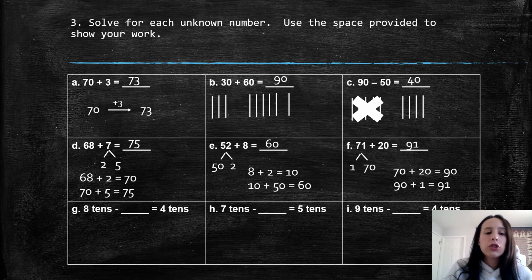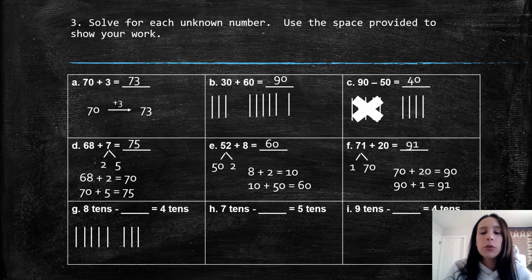Now we're on letter G. 8 tens take away blank equals 4 tens. Well, like I said, in subtraction, we start with our biggest number, 8 tens. I can see we're left with 4 tens, and I don't know what we took away.